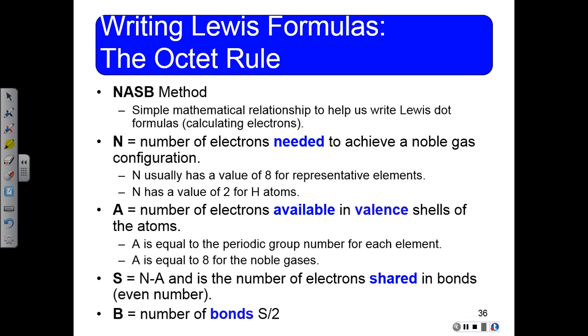S and B go together. You don't always have to do B, but I'll go ahead and do it. Whatever you get for shared, you can divide by 2 because there are 2 electrons in every bond. And so that will tell you the number of bonds that you're going to have, which is very, very useful.